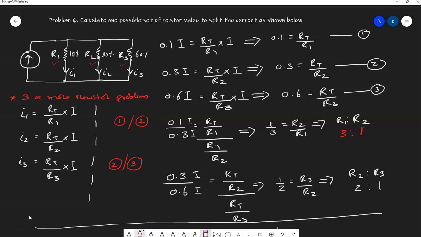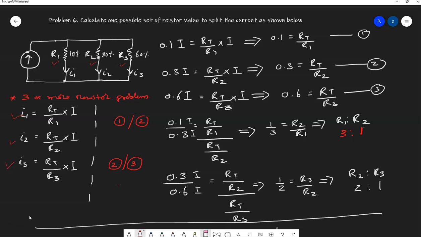So here, because it's 3 or more resistors, you will end up finding the equivalent resistance RT. So these are the formulas which you already know. The current I1 is the total resistance divided by R1 times I. The current I2 is the total resistance by R2 times I. The current I3 is the total resistance by R3 times I.